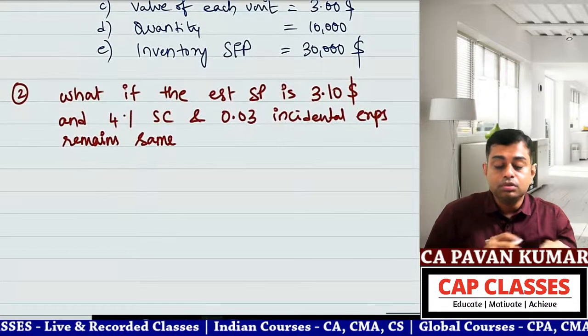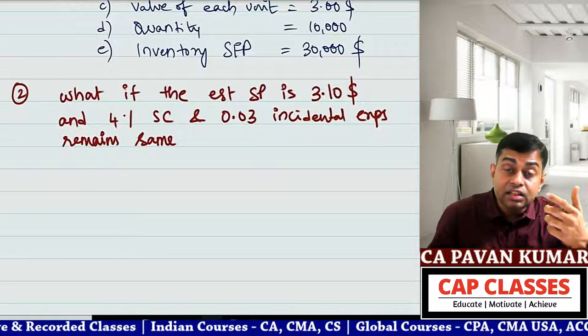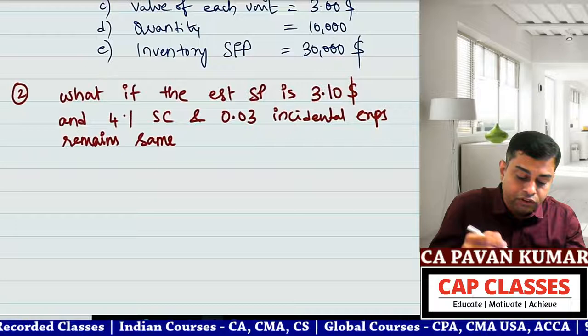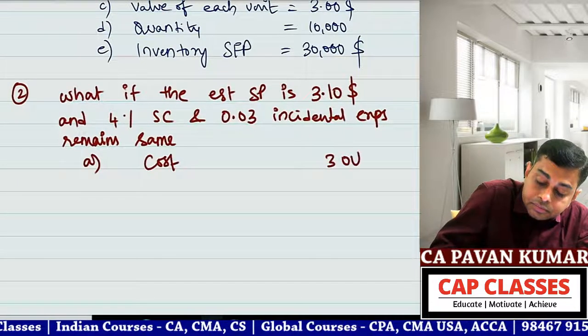This is question number 2. What if the estimated selling price is 3.1? Now previously I said 3.5, now it is 3.1 only. A, cost $3.